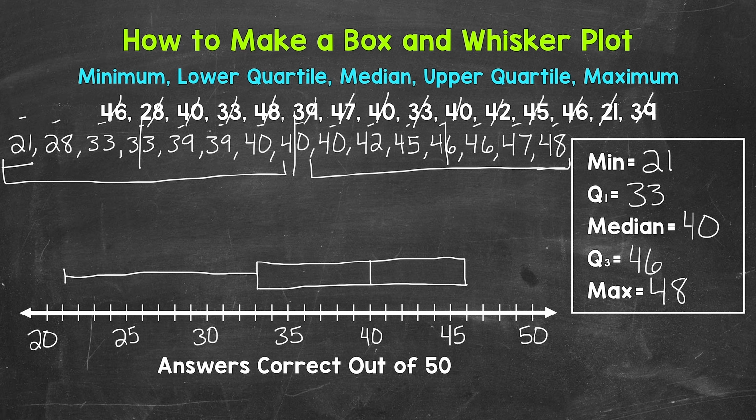Now let's extend a whisker to the maximum, which is 48. So let's make a mark at 48 and then extend the whisker to that maximum of 48. And that's our final box and whisker plot. We have the minimum, the first quartile, the median, the third quartile, and the maximum represented. Now, one thing you can do if you are drawing out a box and whisker plot by hand is use a ruler in order to make the lines a little straighter than what I did here in this example. So something to keep in mind.